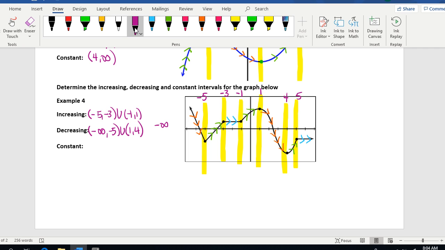All right, and then last I have two sections that are constant. My first one is starting at negative 3 and ending at negative 1. Union, my last one is starting at 5 and then going forever right, which is towards the positive x value. So that's going to be 5 to positive infinity.